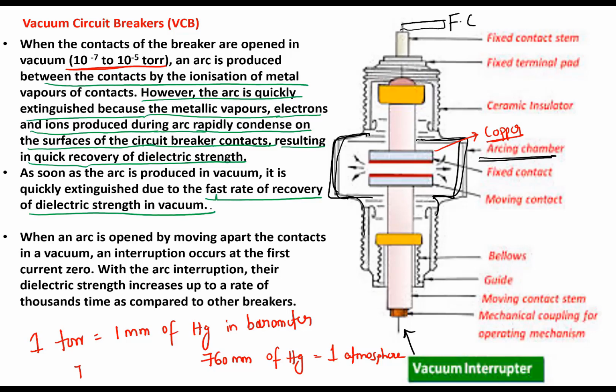So here in a vacuum circuit breaker, the arc is completely extinguished in the first current zero itself. When an arc is opened by moving apart the contacts in vacuum, the interruption occurs in the first current zero itself. The arc is quenched in the first current zero. Understand why? Because the dielectric strength of vacuum increases 1000 times as compared to the other breakers. The rate at which vacuum regains its dielectric strength is very fast in vacuum circuit breakers.